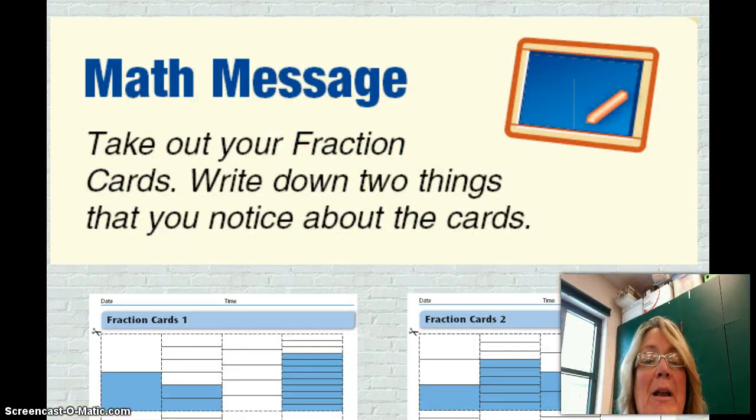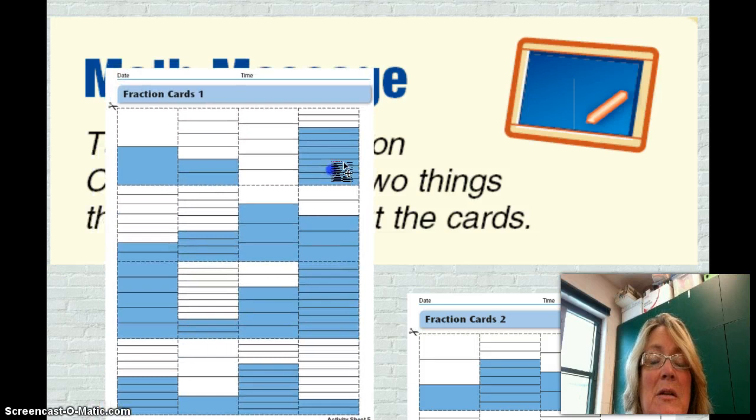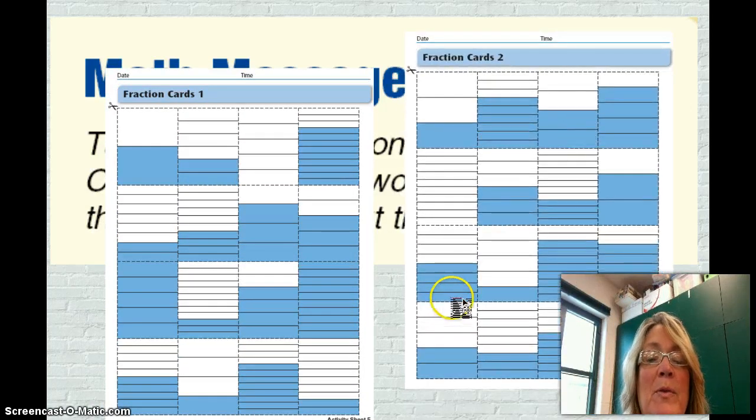So hopefully by now you have cut up your fraction cards, which are located in the back of your Math Journal 2. I want you to make sure that you have them cut up, and I want you to write down 2 things that you notice about the cards. And hopefully you're noticing that they're divided into different sections, each one's slightly different, and different numbers of those sections are colored in.